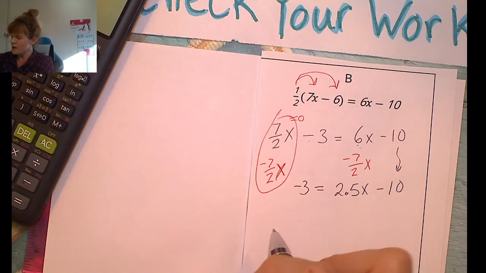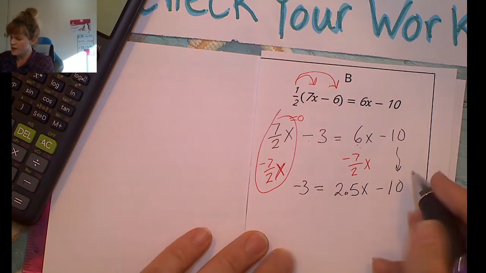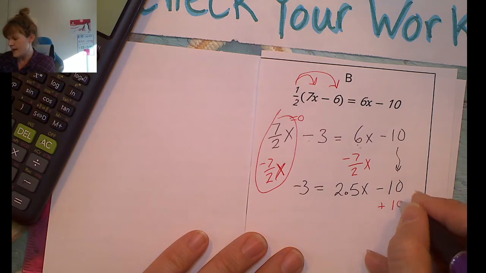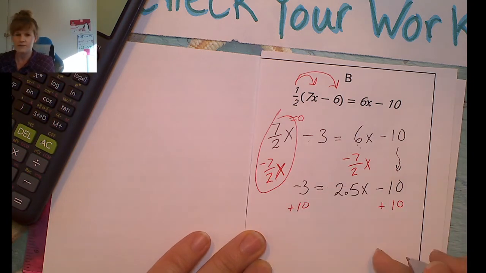Okay, next step, I want to get that negative 10 over to the other side away from the x. So I'll add 10 to both sides of my equation.